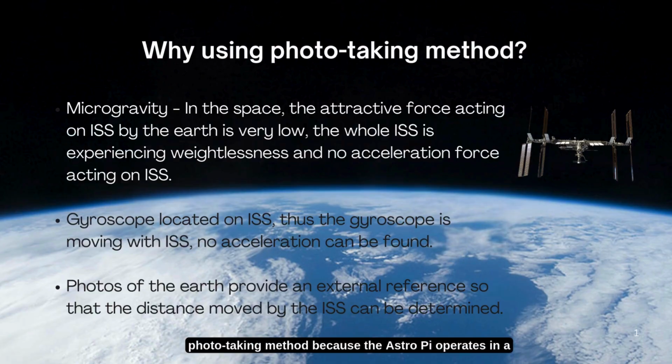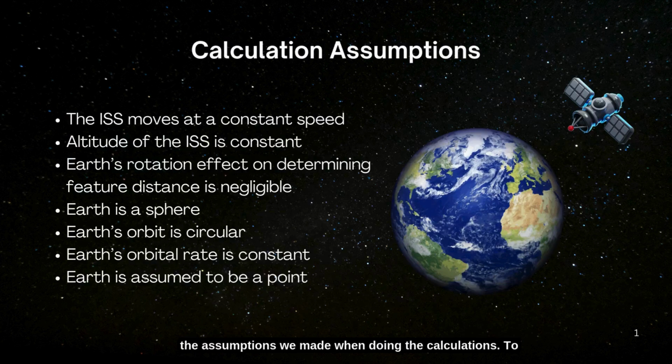We use the photo-taking method because the AstroPi operates in a microgravity environment and moves along with the ISS, resulting in no detectable acceleration by either the gyroscope or the accelerometer. Photos of the Earth provide an external reference so that the distance moved by the ISS can be determined. Here are the assumptions we made when doing the calculations.